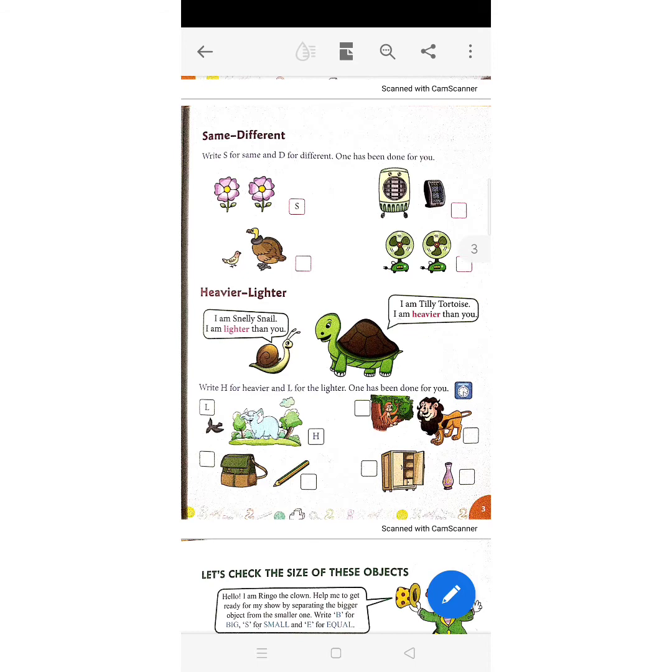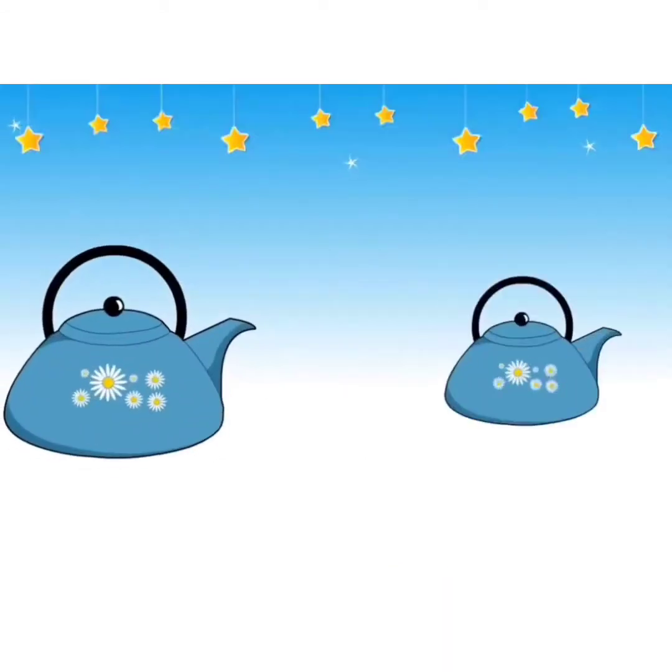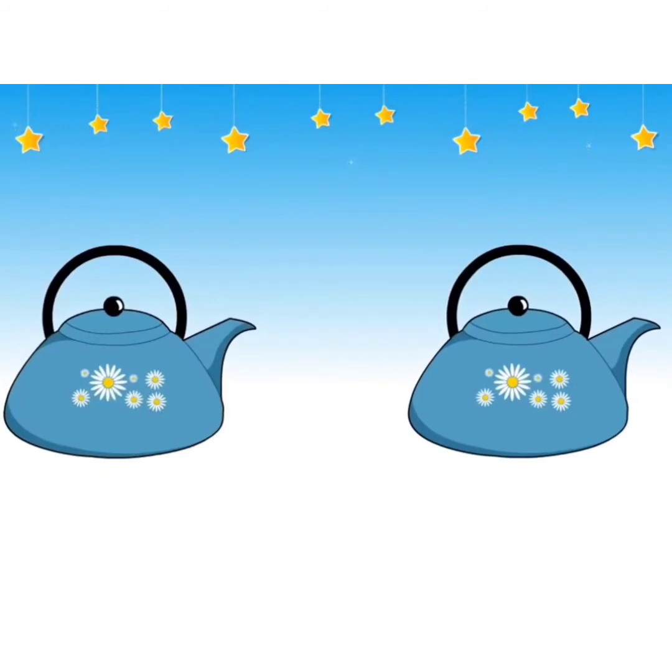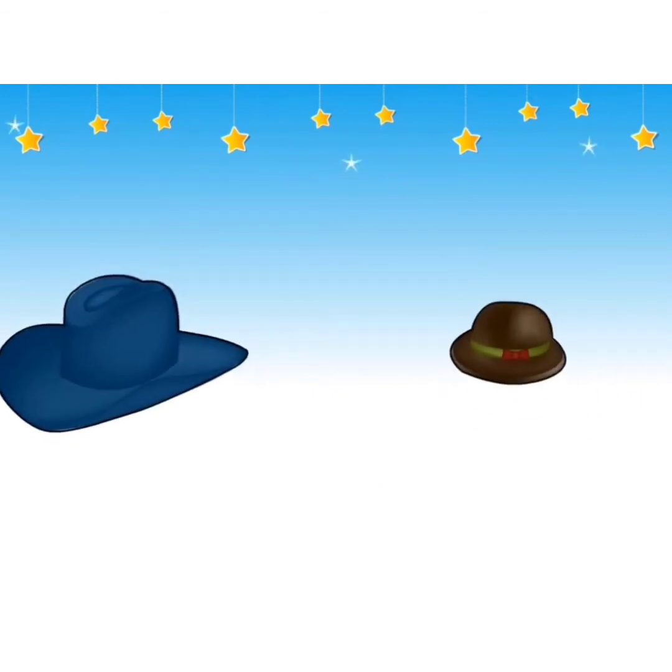Okay, so let us see some more examples then. Look at these teapots. They have same size, shape, and color. They look same. Look at these hats. They are of different sizes and colors. Hence, they are different.